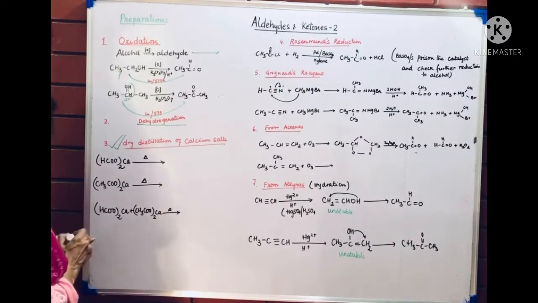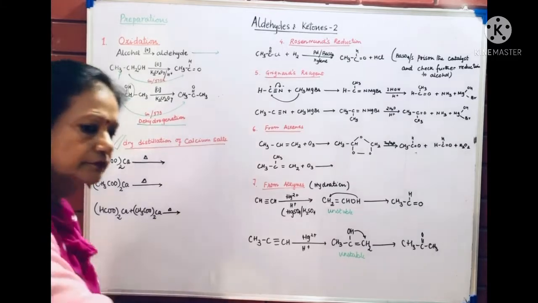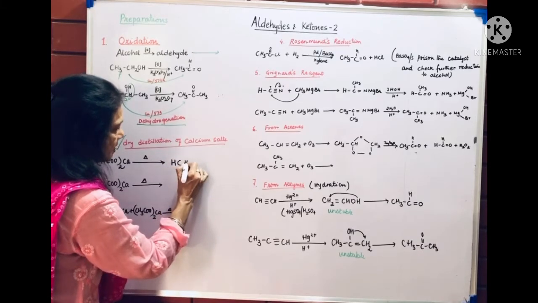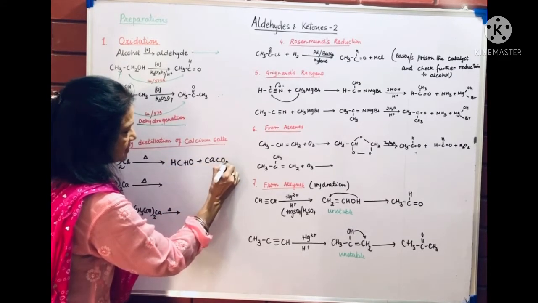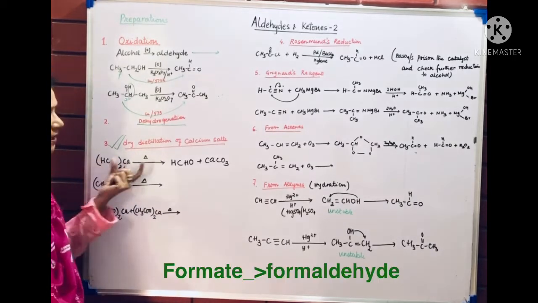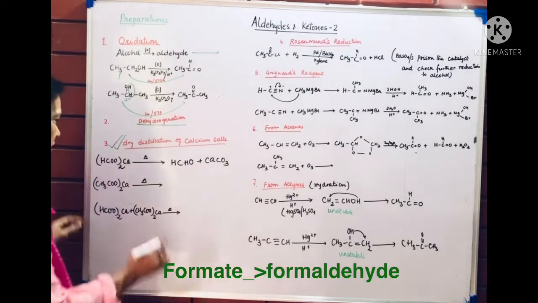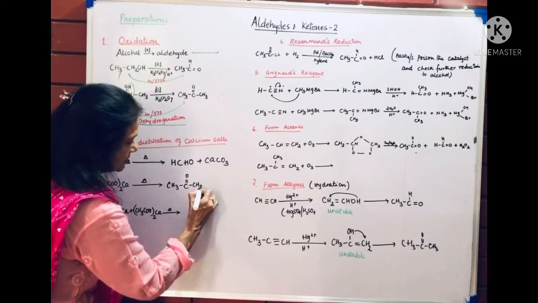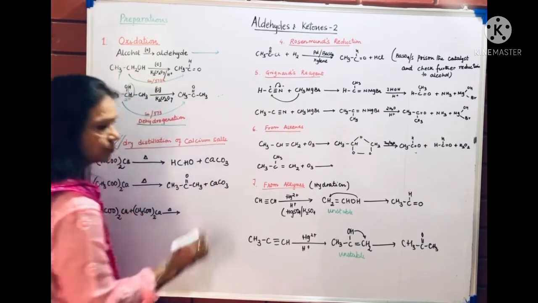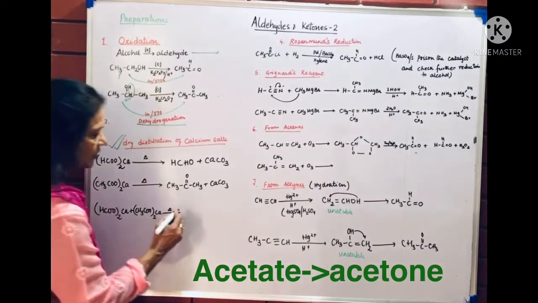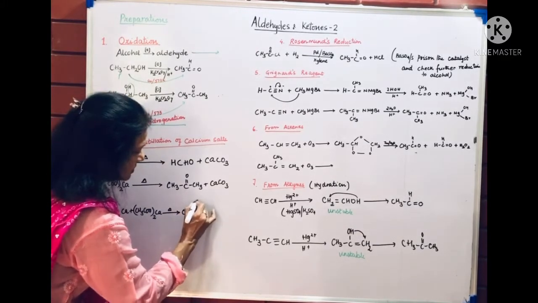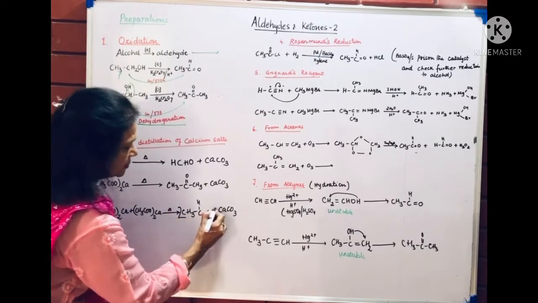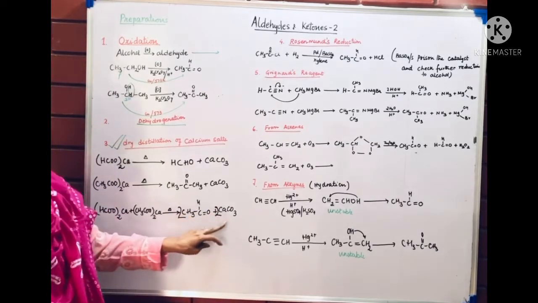When I take only calcium formate, which is the first one, the aldehyde formed is formaldehyde plus CaCO3. So learn from formate, formaldehyde and CaCO3. From acetate, acetone is formed, CH3COCH3, acetone, plus CaCO3. When I take a mixture of both of them, then acetaldehyde is formed, CH3CHO plus CaCO3. The only difference here is that on balancing it gets 2 and 2.